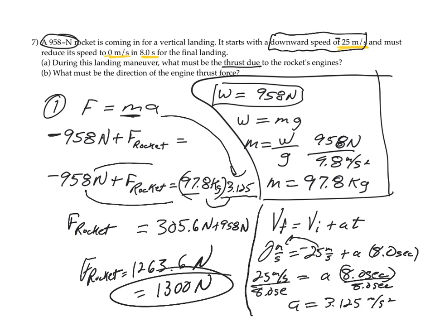And since it's positive, it's got to be upwards. Isn't that part B, I think? They ask what must be the direction of the engine thrust force. And it's got to be upward. Yay.